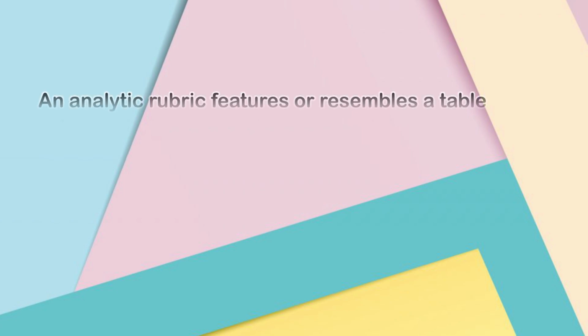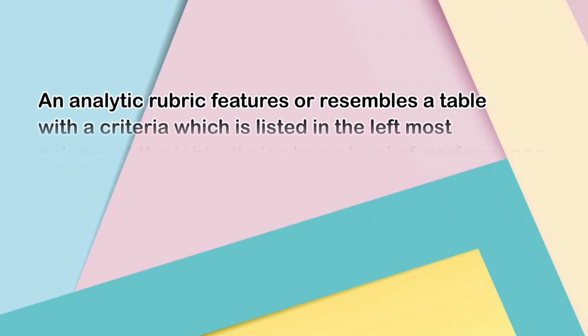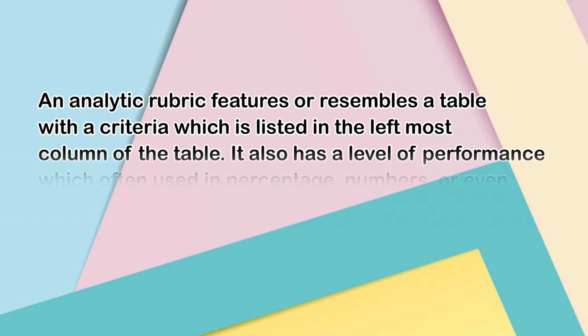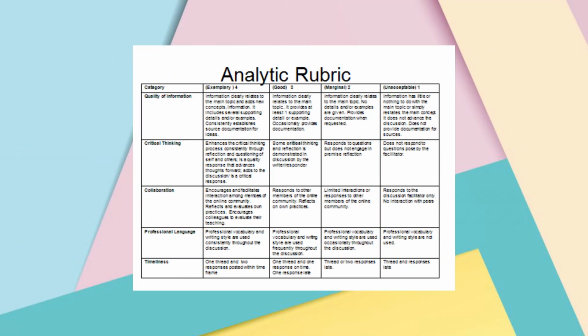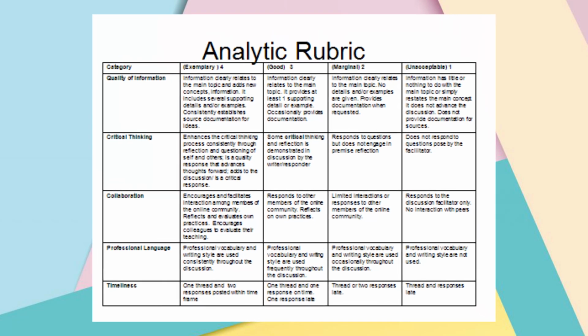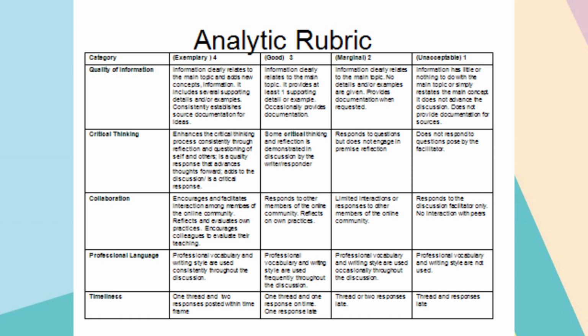To sum it up, an analytic rubric features a table with the criteria listed in the leftmost column of the table. It also has levels of performance, often expressed in percentages, numbers, or even descriptive tags. The cells within the table can be left blank or contain a description of what the criteria look like for each level of performance.